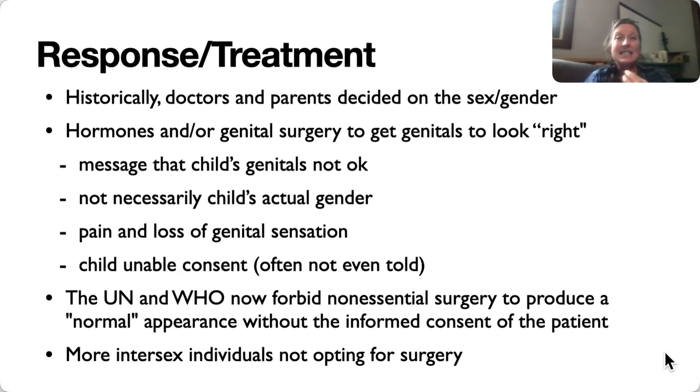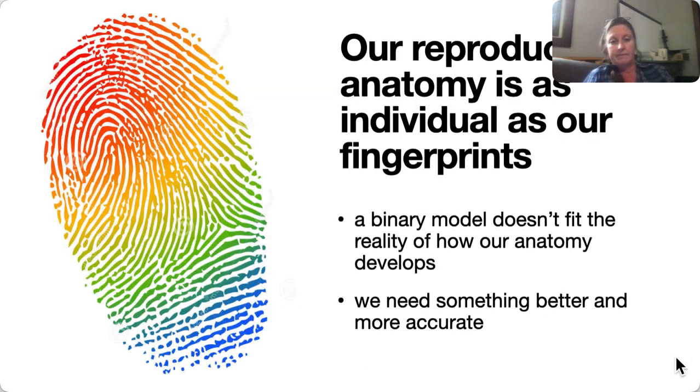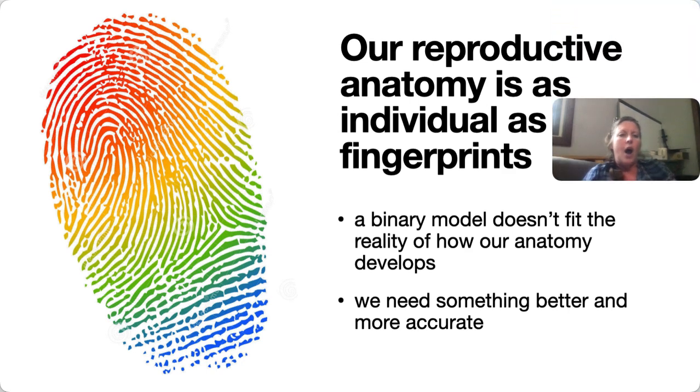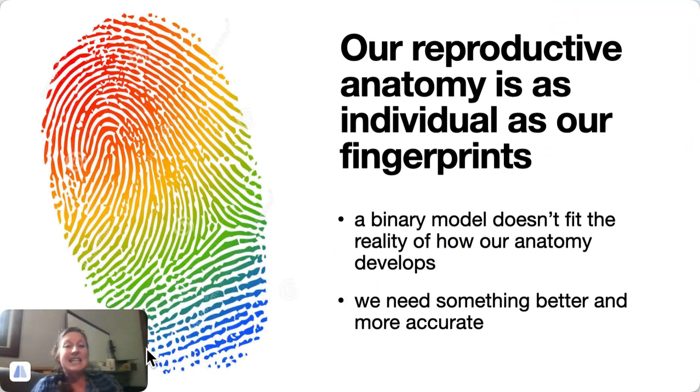And in today's time, more and more intersex individuals are opting not to have surgery. Why would I want to change my genitals so that they look like what you expect? And in the course of this treatment, lose the ability to feel the pleasurable sensations that my genitals give me. So, our reproductive anatomy is as individual as our fingerprints. It's clear that the binary model does not fit the reality of how our anatomy actually develops, and we need something better and more accurate.